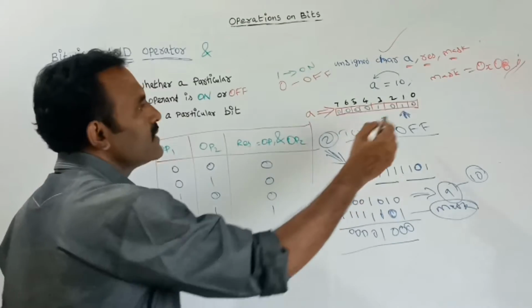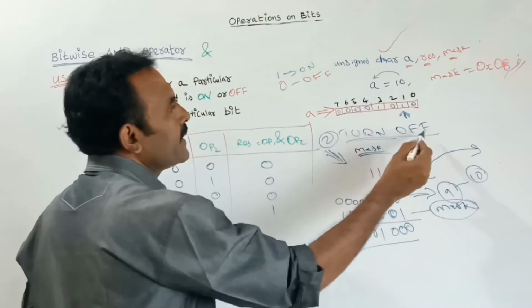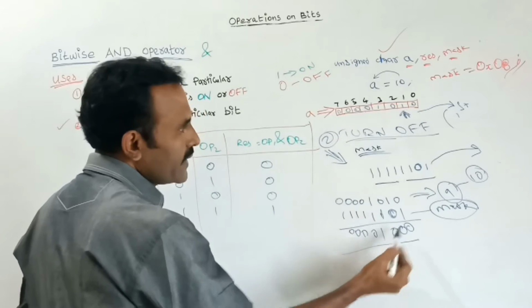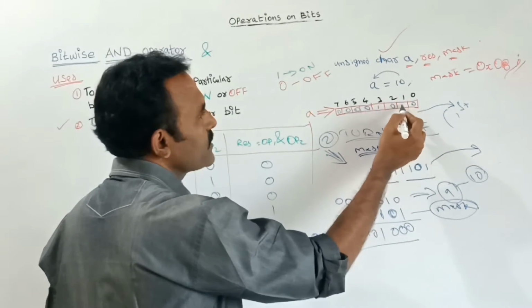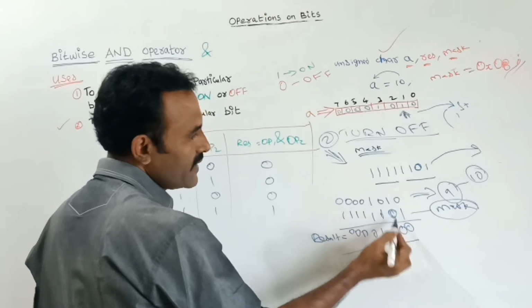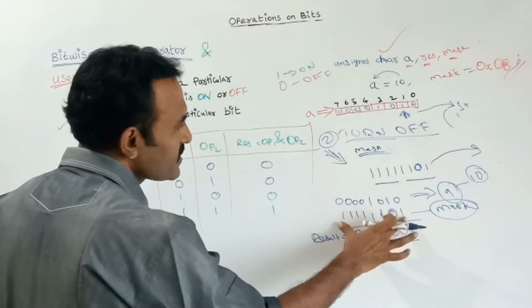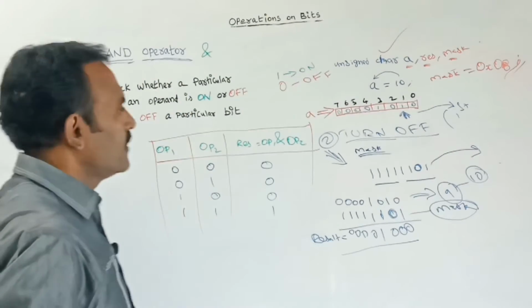See here, this is the value. Here I am turning off the first position. So here this is the result. This first bit value is 1. Here this first bit value is turned off because here I am using 0. This is the mask value for turning off a particular bit.